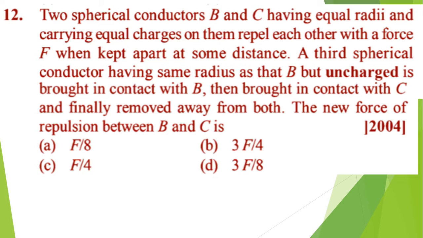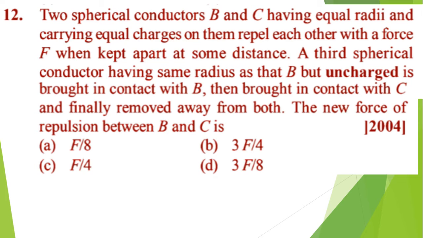When kept apart at some distance, a third spherical conductor having the same radius as B but uncharged is brought in contact with B. That means the uncharged sphere is brought in contact with B. After that, charge transfers from one body to the other until they have an equal division of the charge. Then it is brought in contact with C and finally removed away.